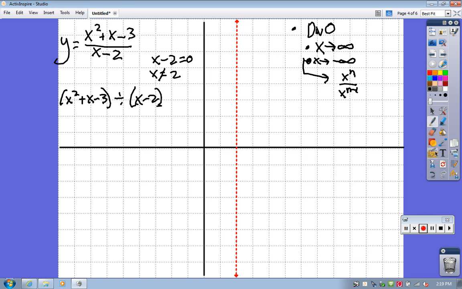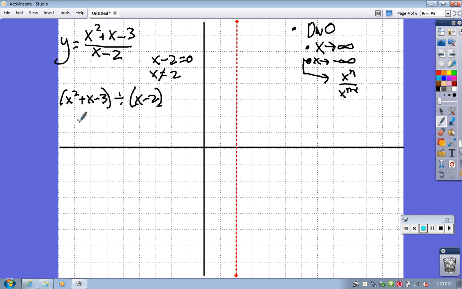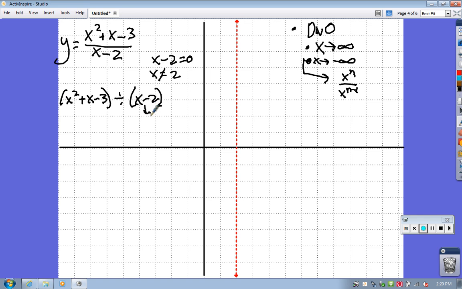And the beauty of it is I can use synthetic division to do that. So when I do synthetic division, remember I use the root of this. I use the 0. So what makes the 0? 2. So 2 is going to go into these coefficients. I don't need any placeholders. I have 1x squared, 1x, and negative 3. So I'll do this synthetic division. Bring down the 1, multiply, add, multiply, add.